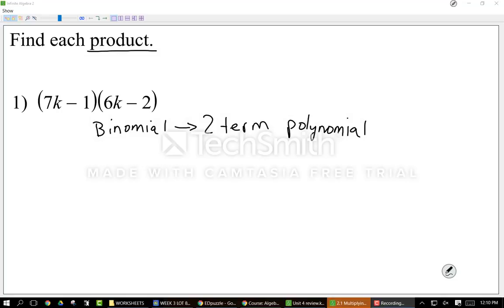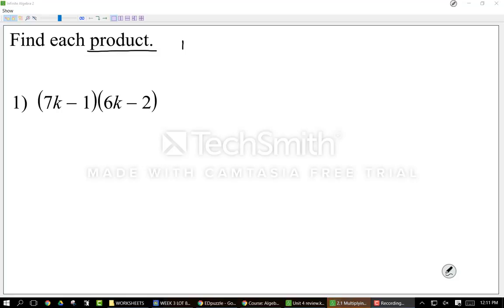Okay, two terms. So in this first set of parentheses, I have 7k, that's one term, negative 1 is one term. 6k is one, and then negative 2 is the other. Because I'm multiplying polynomials, and really it's multiplying binomials, right? There's a couple different ways we can do this. So the first way, some of you might remember, is what we call FOIL.